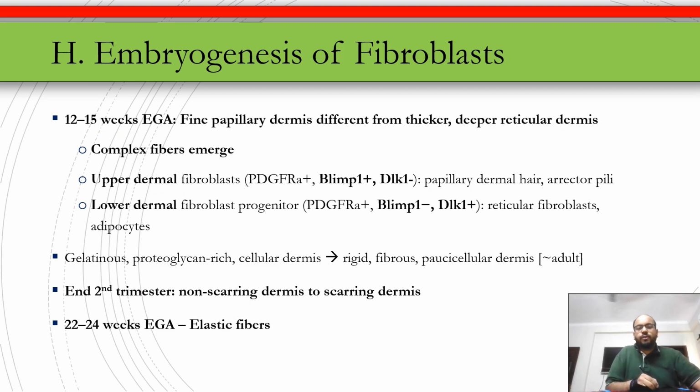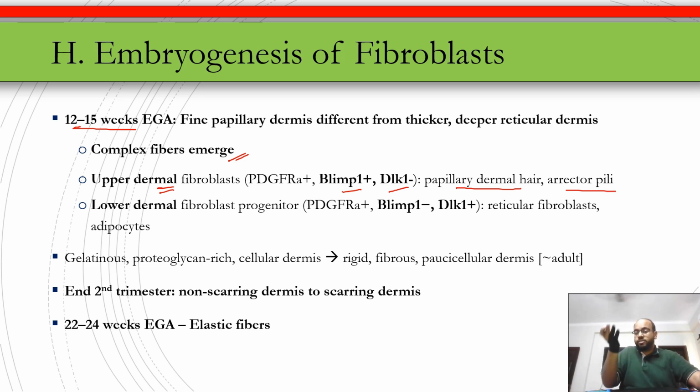Okay. At 12 to 15 weeks of EGA, the fine papillary dermis is different from the thicker, deeper reticular dermis. So this kind of stratification occurs. Papillary dermis will be different from reticular dermis. Complex fibers emerge. The upper dermal fibroblasts, which are BLIMP1 positive, DLK1 negative, you need not remember it, I'm just mentioning it for academic interest. Upper dermal fibroblasts, which are BLIMP1 positive and DLK1 negative, will give rise to papillary dermal fibroblasts, hair and erector pili.